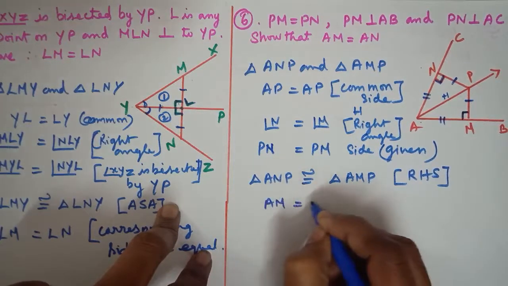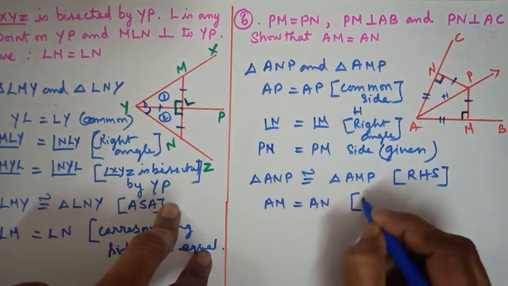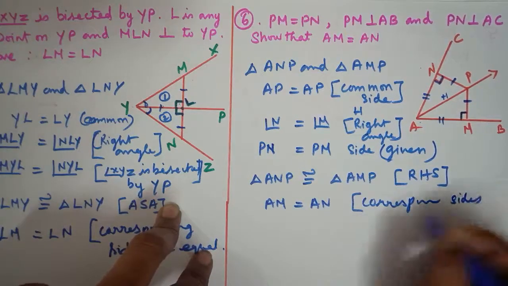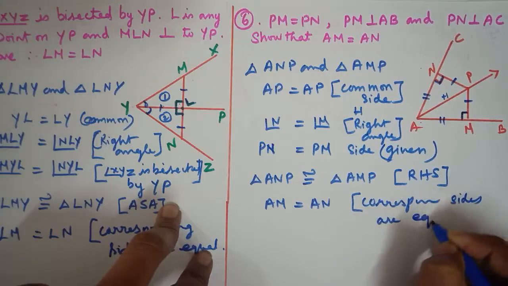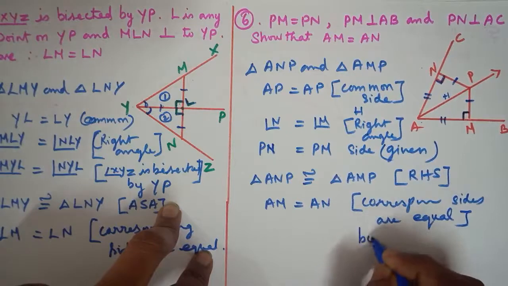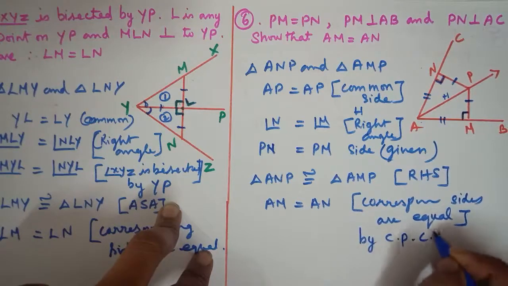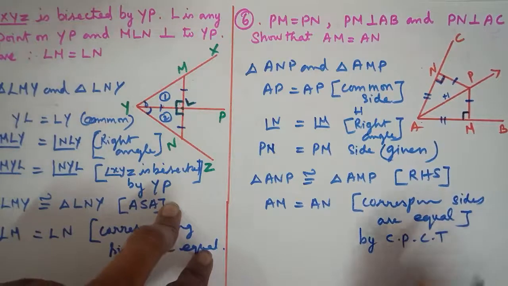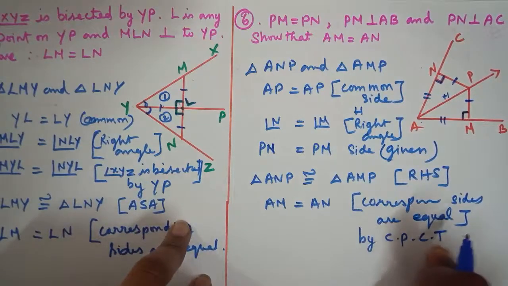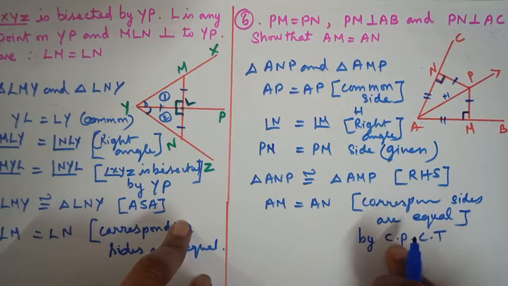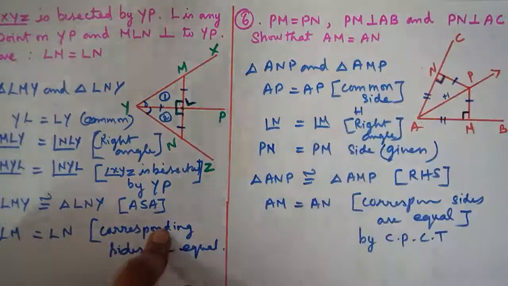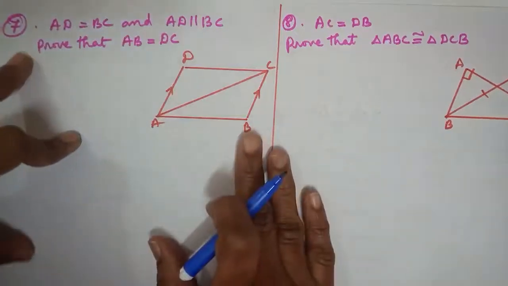Then we can easily say AM is equal to AN, because corresponding sides are equal, or otherwise by CPCT. That means corresponding sides and corresponding angles are equal in congruent triangles. Is it clear? Okay, then now let's move to the seventh question.